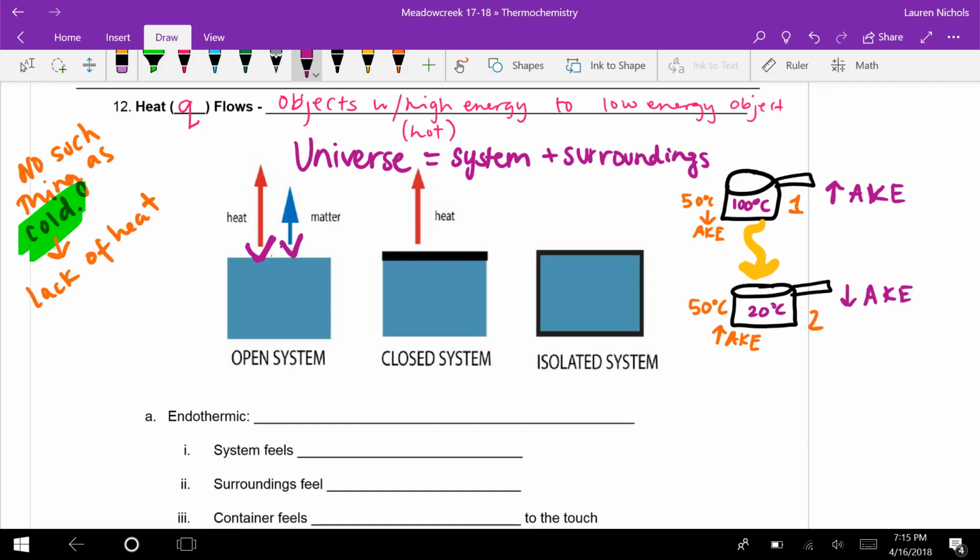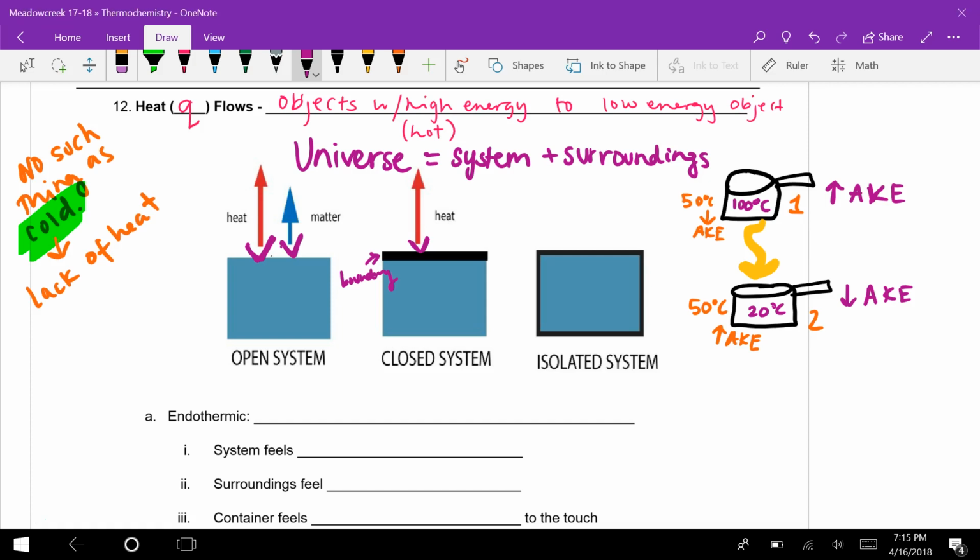Now, if I put a lid on that cup of water and I close it, now there's this boundary here. With that boundary, heat can go in and out of a closed system. But if I pour it over, that lid will prevent water from coming out and it will prevent anything else from coming into it unless I open the lid, which would turn it into an open system.